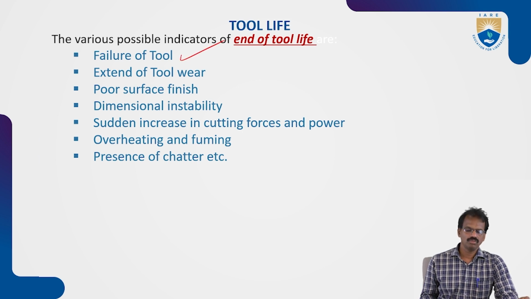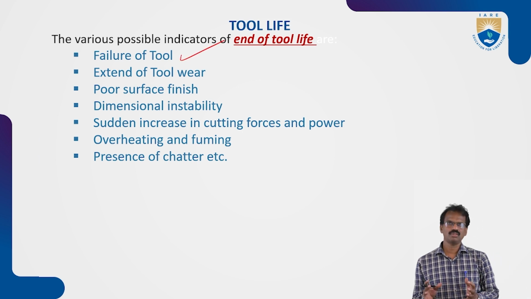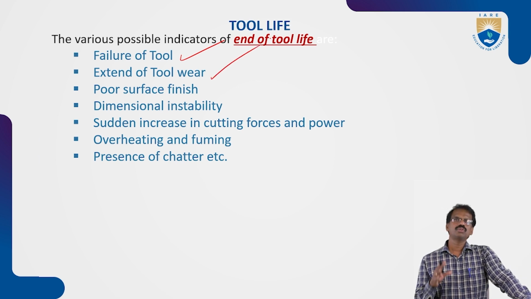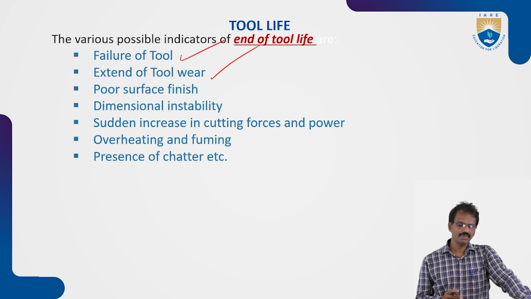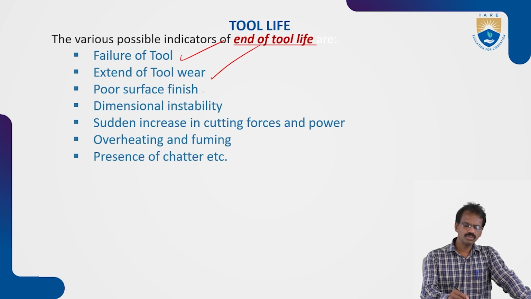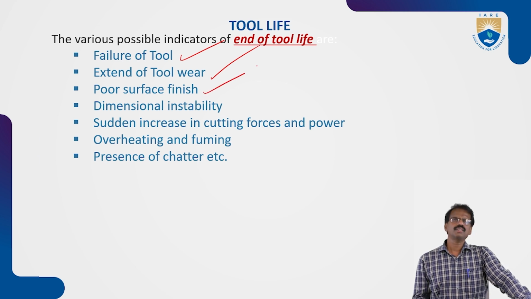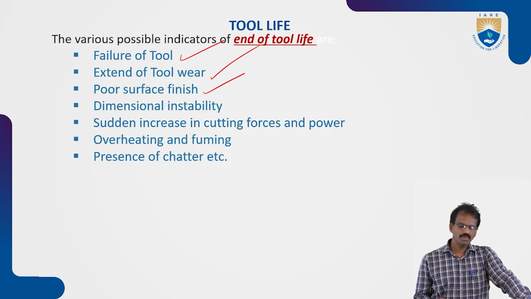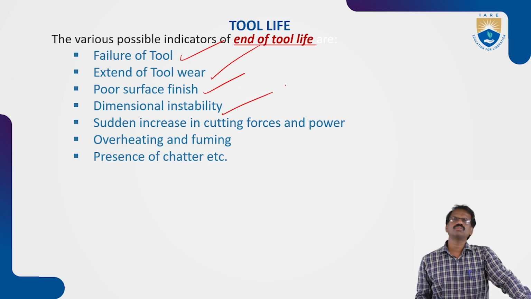So we observe rough machining, next to the extent of tool wear. Tool wear increases rapidly, and there is poor surface finish. So we get a very rough or poor surface finish. Dimensional instability also we can observe. That shows the tool should be changed.